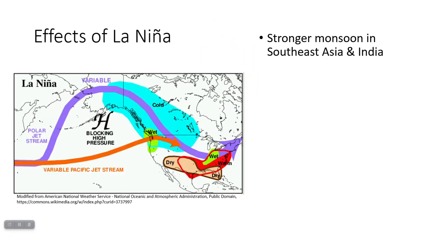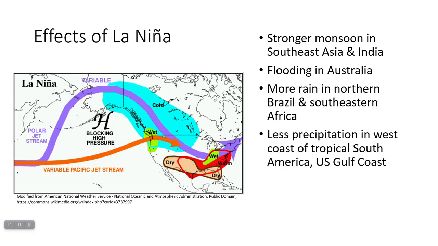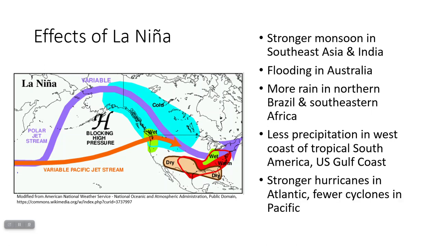La Nina will tend to have the opposite impacts. So you'll have a stronger monsoon in Southeast Asia and India than normal. Stronger monsoon you might think is better to bring more rain, but sometimes it can cause catastrophic flooding. There's also flooding in Australia, more rain in northern Brazil and southeastern Africa, less precipitation on the west coast of tropical South America, and also in the U.S. Gulf Coast, and stronger hurricanes in the Atlantic, but fewer cyclones in the Pacific.